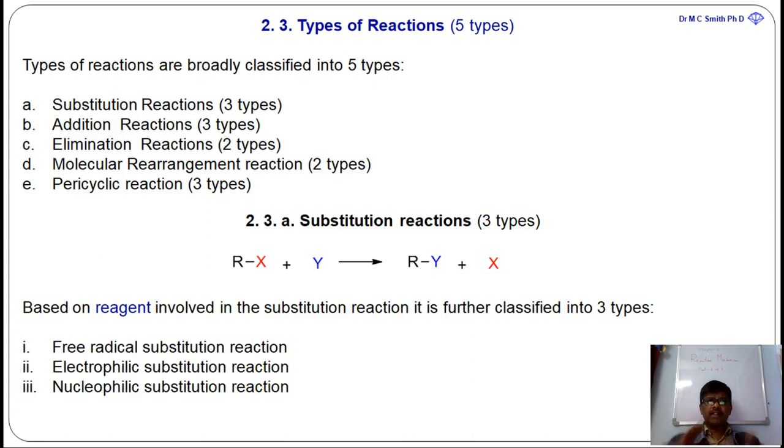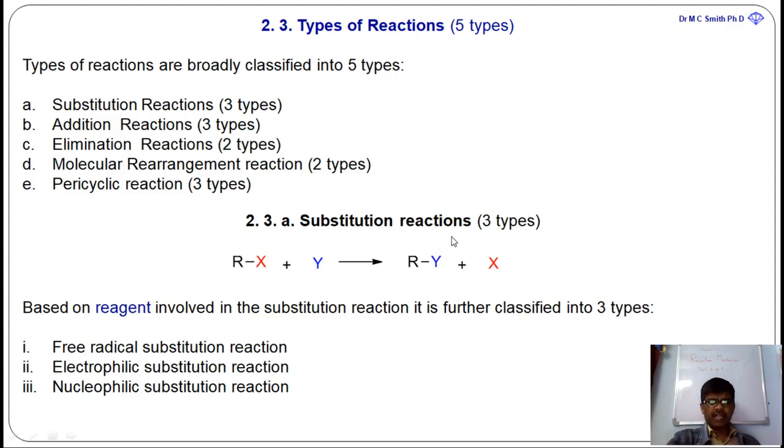As in mathematics, addition reaction: 1 plus 1, 2 plus 2, or 1 plus 2, 1 plus 3. Elimination reaction will take out some part of the molecule. And the fourth is molecular rearrangement reaction, where some rearrangement takes place. The group attached here may move to here, or which is here may come to here. And pericyclic reaction is a cyclic reaction which does not follow any ionic or radical mechanism. The remaining reactions follow a definite reaction pathway.